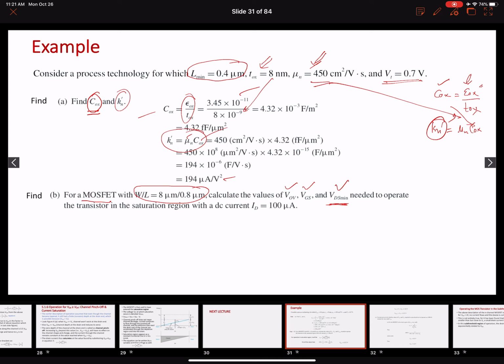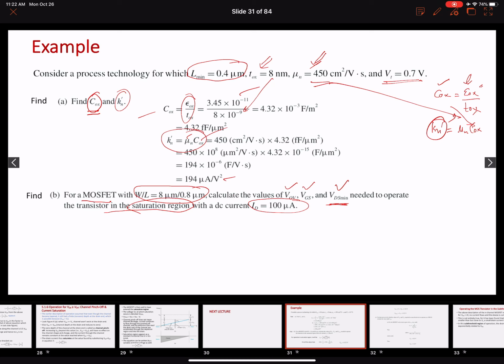Now this is an important point: one of the things that you are going to realize while solving a lot of these problems is that it is always very important, as a first step, to find out in which region the transistor is operating. In this example, they are already providing you that information. The transistor is being operated in the saturation region. So we know that if the transistor is operated in the saturation region, our drain current remains constant. That is why it's a DC value, 100 microamperes.